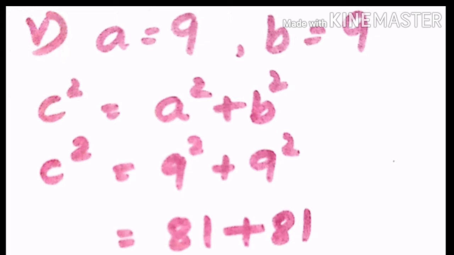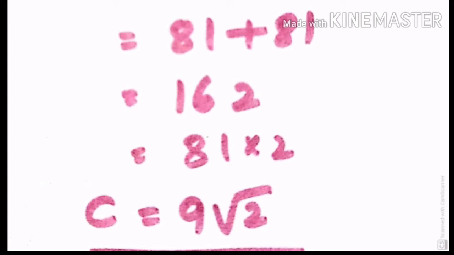And taking squares of 9, they are 81 plus 81. So now taking addition and calculation, we will get our C value. You can see 81 plus 81 is 162. So to take now square root on both the sides, I have split my 162 value. It is 81 times 2. So by taking square root, C is equal to square root of 81 is 9 and square root 2. So my C value is 9 root 2.